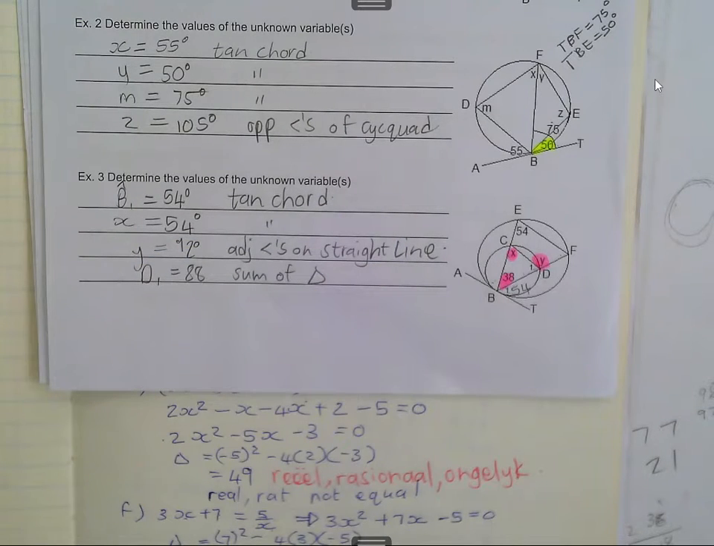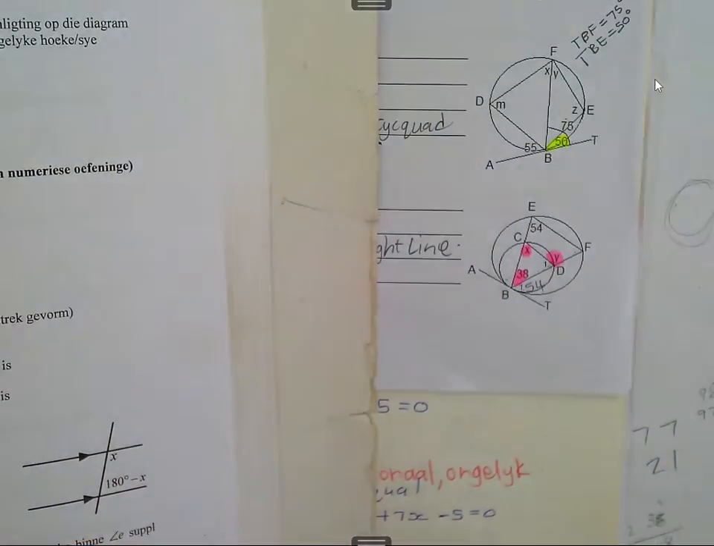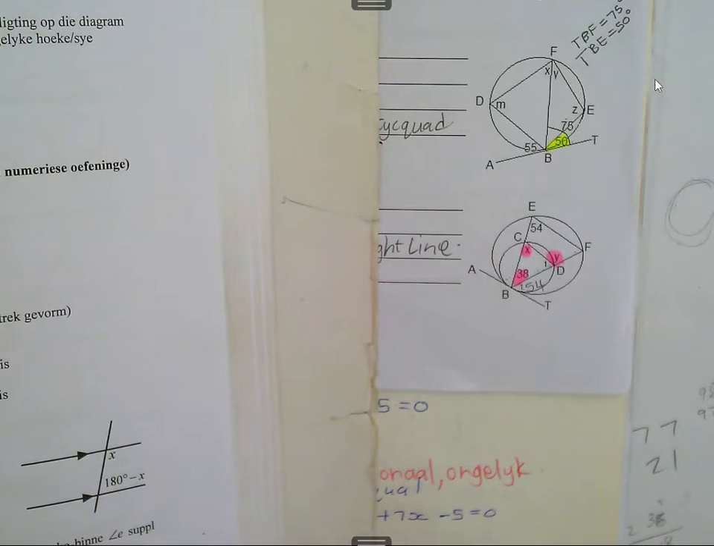Okay, are you done writing? Everyone? Okay. So listen to me. You have to know the 9 theorems very well. We divided it into 3 groups.